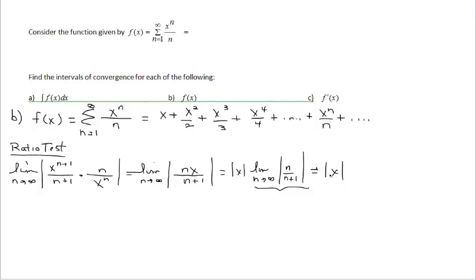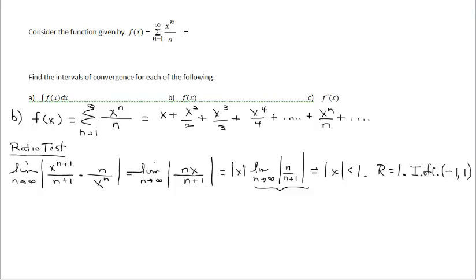So if we want this power series to converge, we have to make sure by the ratio test that we stay within 1 unit of the center. So the absolute value of x has to be less than 1. That tells us that our radius of convergence is 1. That also tells us that our interval of convergence right now is going to be -1 to 1, 1 unit around the center, and the center is 0.